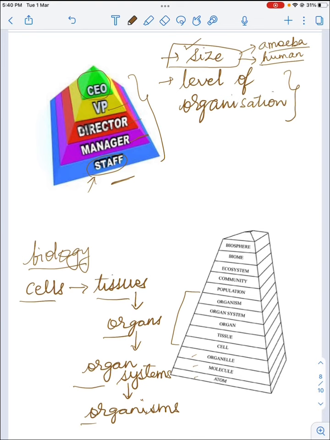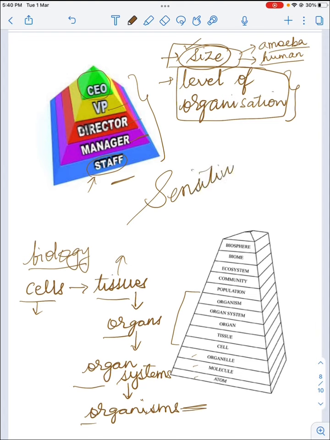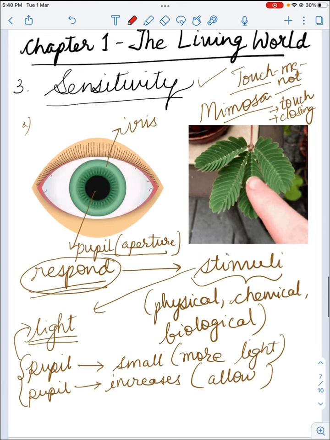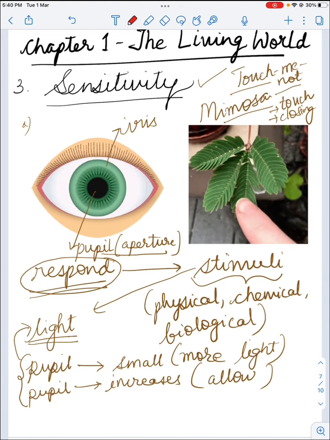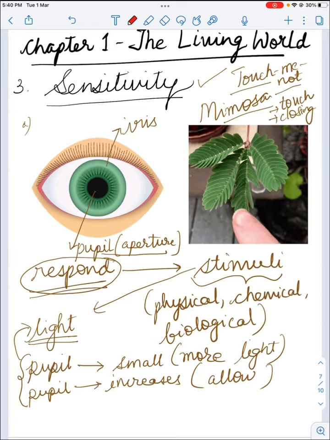I repeat, irrespective of the size of any organism or the level of organization, an animal might be made up of only a few tissues, or it might be made up of multiple organs, or it may be a single celled living organism. All exhibit the phenomena of sensitivity. So this was what I was hinting at. So let me go back, change the color of the pen, reiterate as always. You have learned about sensitivity. I have already discussed this. Again, I have repeated it for you, so let me not waste my time.